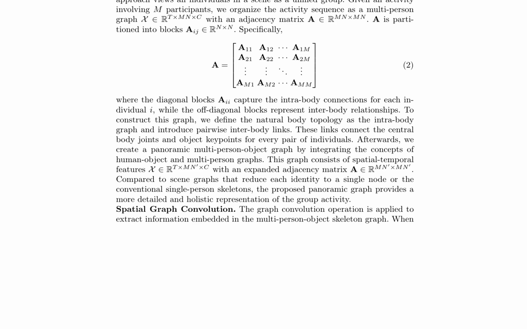Spatial graph convolution is applied to extract information embedded in the multi-person object skeleton graph. This graph convolution operation is defined as a matrix production, elementwise production, and concatenation of input features and the adjacency matrix. A basic block consisting of graph convolution, batch normalization, and ReLU activation is used to extract features from the graph. This block is repeated multiple times to extract features at different scales.